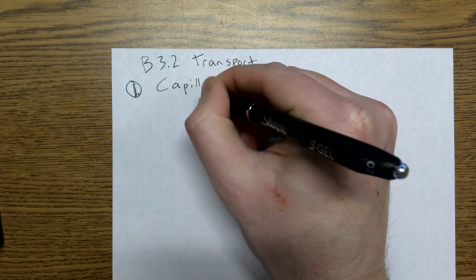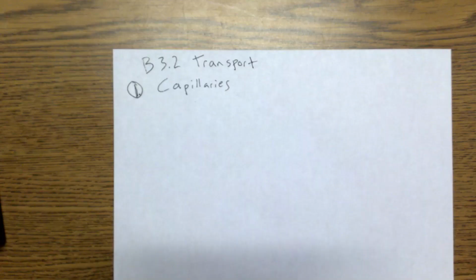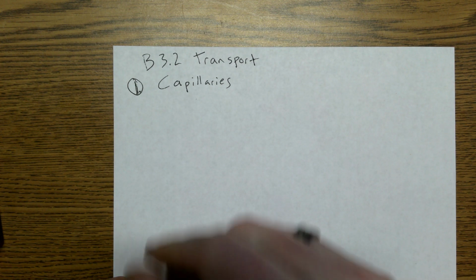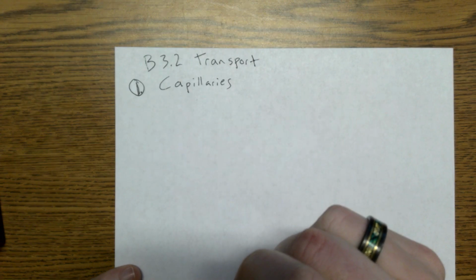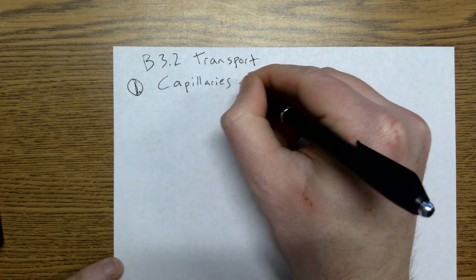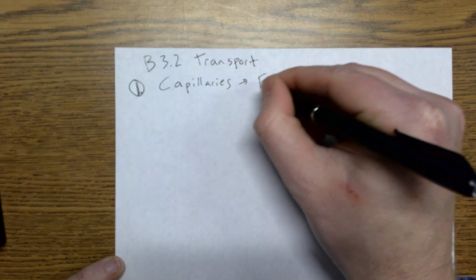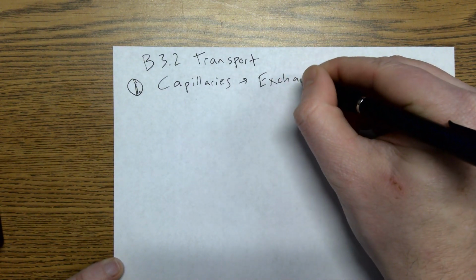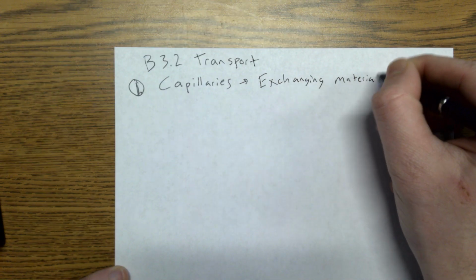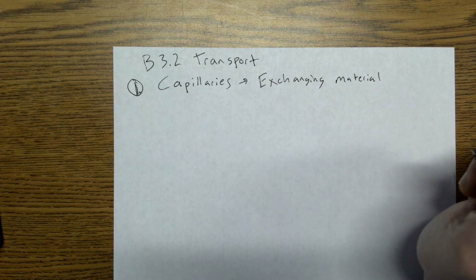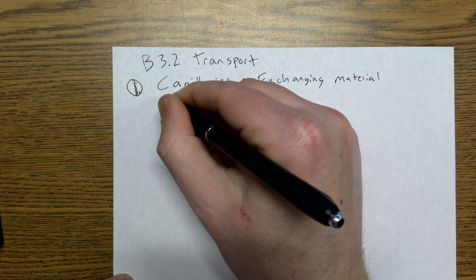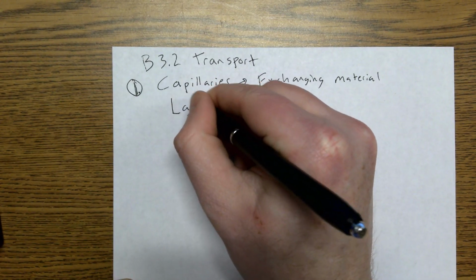So capillaries are found in animals, and these are our tiny blood vessels that are used to exchange materials between the blood and the internal or external environment. So the capillaries are all about exchanging material. When you're exchanging material, there's a couple things you want to think about. You want to think about, do you have adaptations that give you a large surface area?